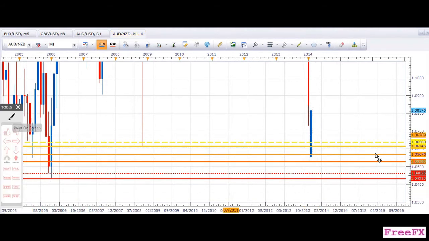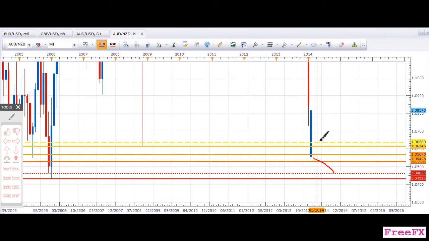Okay, two possible scenarios obviously. One is that we go down. Okay, so we'll make it really obvious here. One is that we break through the level in orange and reach the next level at 1.0462, okay, which is basically 200 pips below. Okay, this is one scenario, and the second one would be that we broke up to the upside.